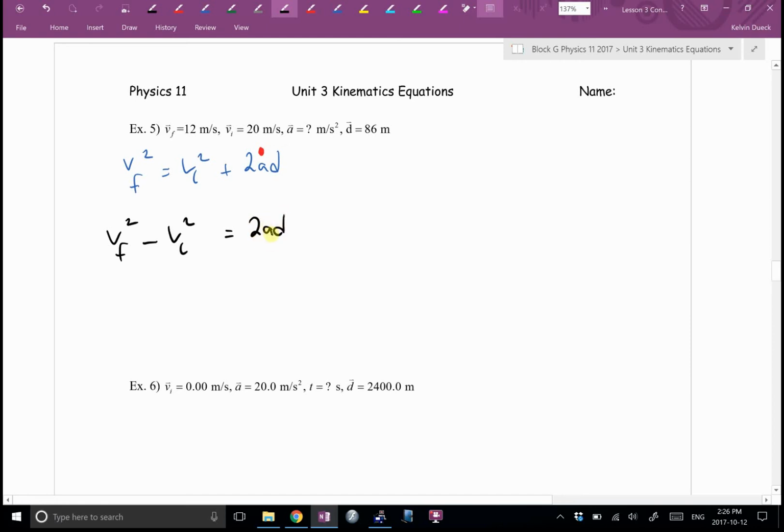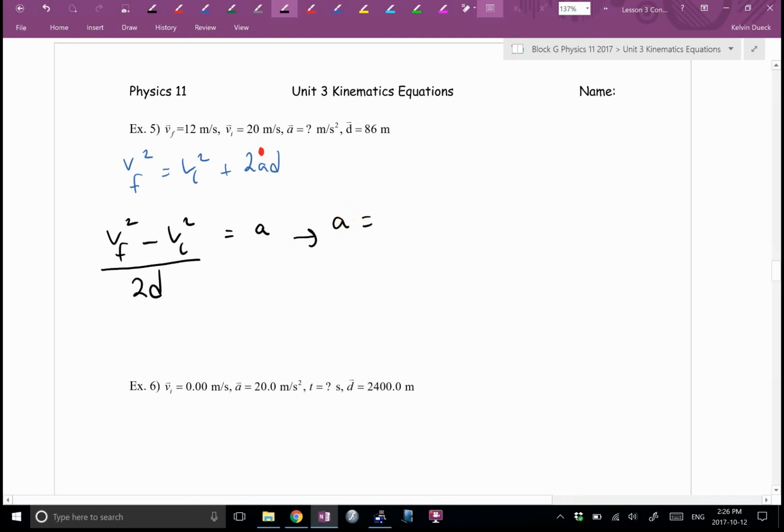What am I trying to get by itself? A. What's the 2 and the D doing to the A? Times it. How do I move them over? Divide. So another way to rewrite this equation would be to have a 2 and a D there. That's how you can calculate acceleration. Don't memorize that. I'm going to teach you how to derive it.